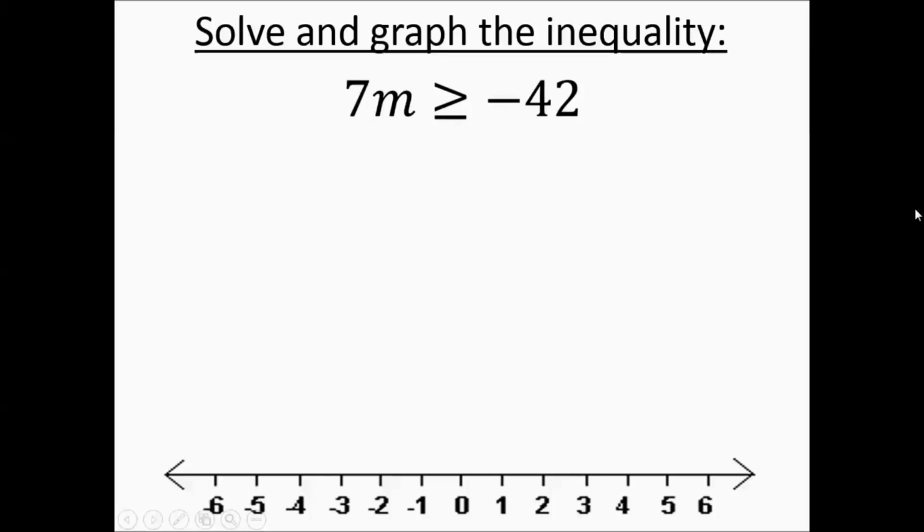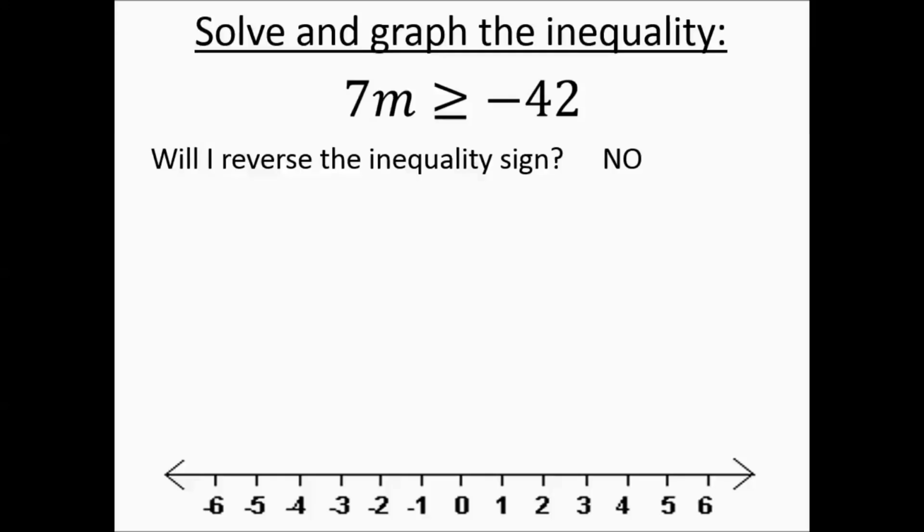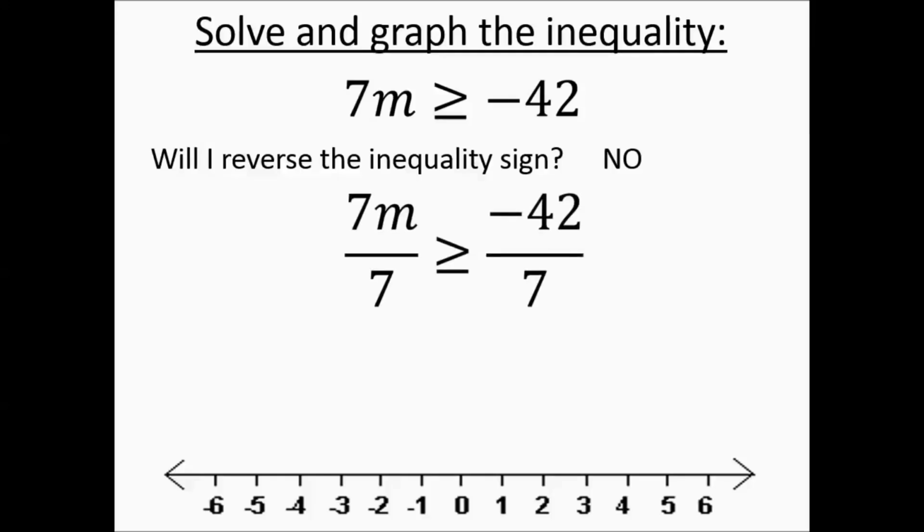So we've got another inequality. Maybe you can try solving for it and figuring out what it would look like on the graph. You could pause it if you want right now. Are we going to need to reverse the inequality? No. You just divide it out. Notice how the inequality is staying exactly the same. We're dividing out the 7. It's going to be m is greater than or equal to negative 6. So that's going to be solid dot on negative 6 and going to the right.